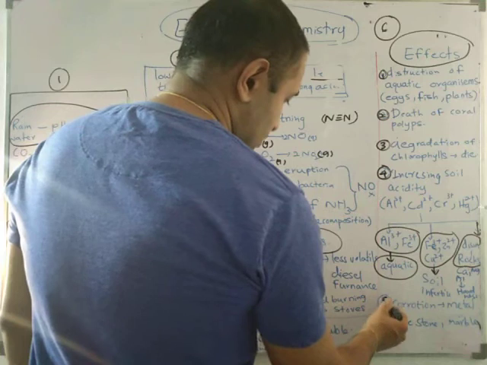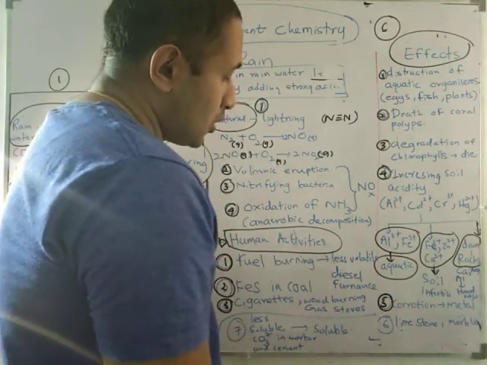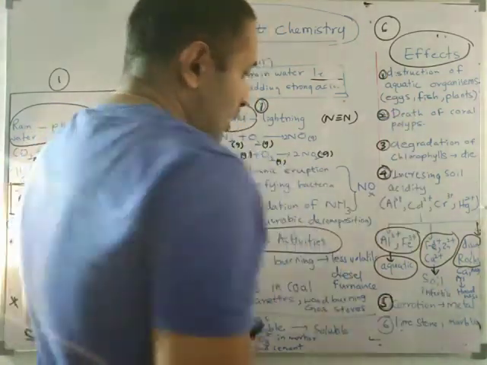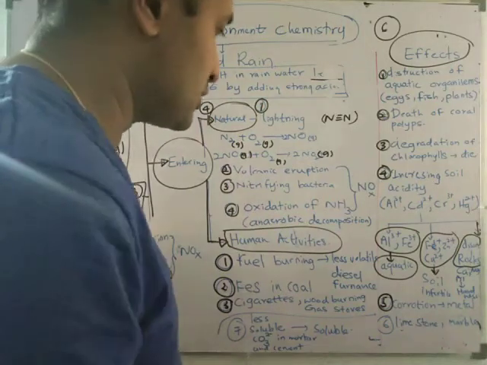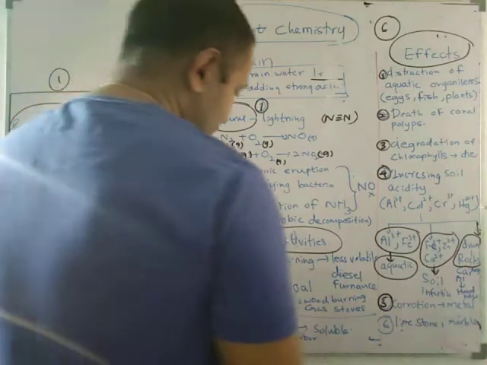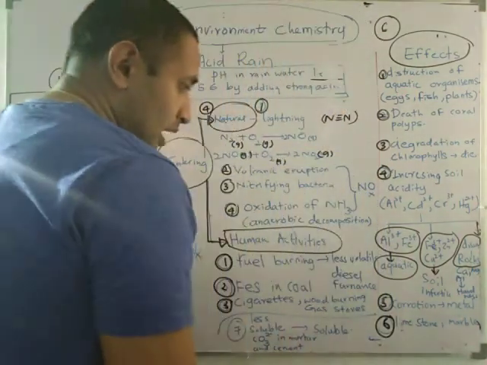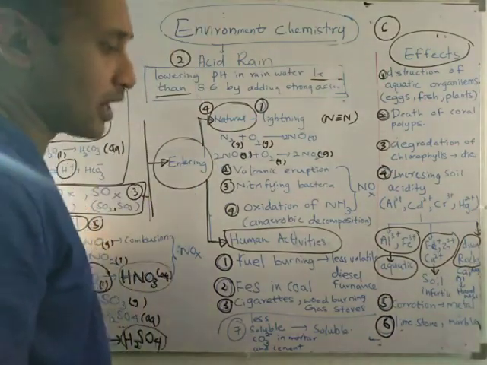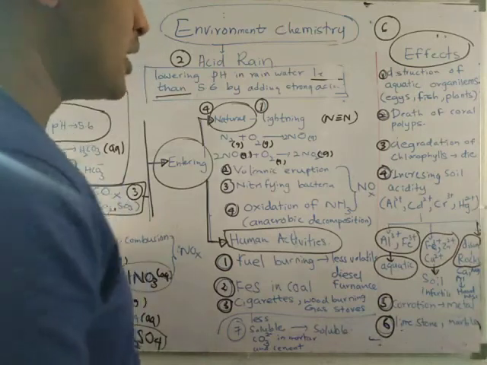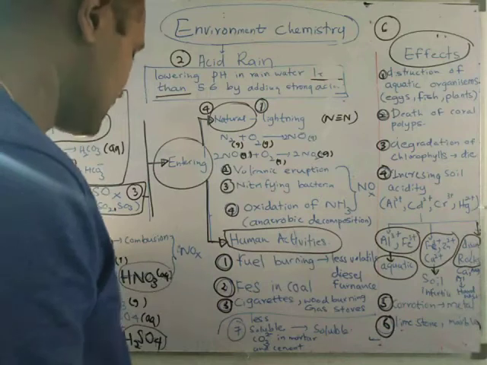Fifth one, corrosion. Corrosion, right? So we know that these acids can damage metal structures. Metal statues and buildings, structures can be damaged, right? The sixth effect is, we know that limestone and marble contain calcium carbonate. So it can be dissolved in acids, you know that, right? It can be dissolved in acids.